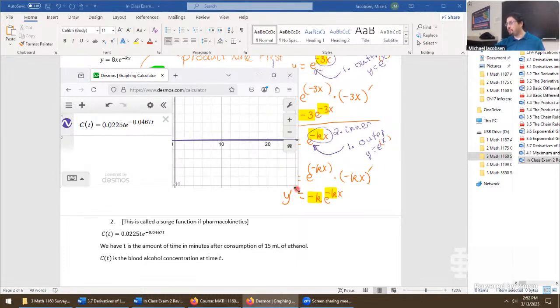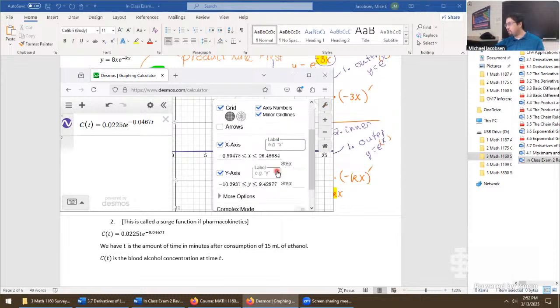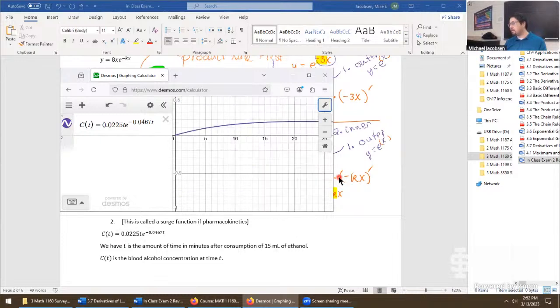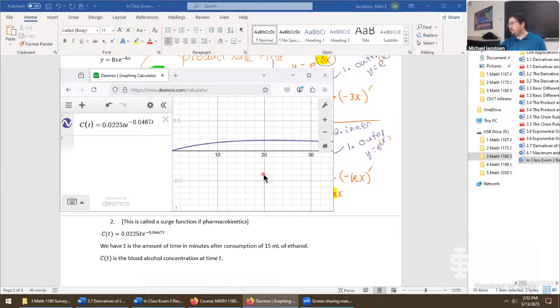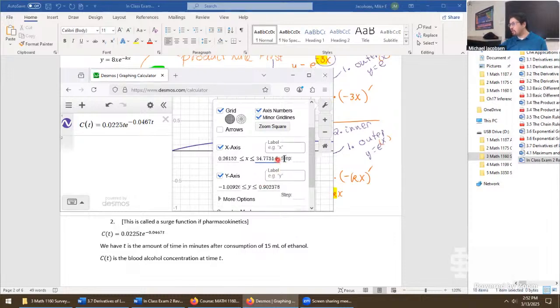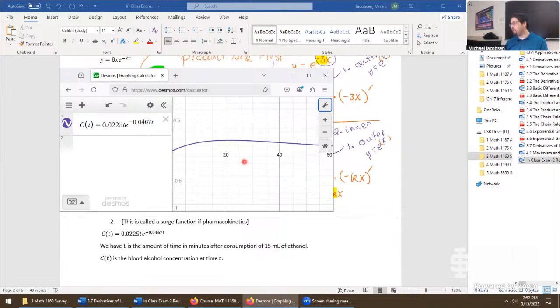Let me see if we can get a better view of this function. We definitely want to change the y-axis. It's an exponential, so it's never even negative. And let's go to maybe 1 on that, maybe 0.5. That might be a little bit better. And so far, this is our surge function. For the x-axis, really it's a t-axis, t for time, and we're going from 0 minutes after consumption to a full hour. And this is what the surge function looks like.